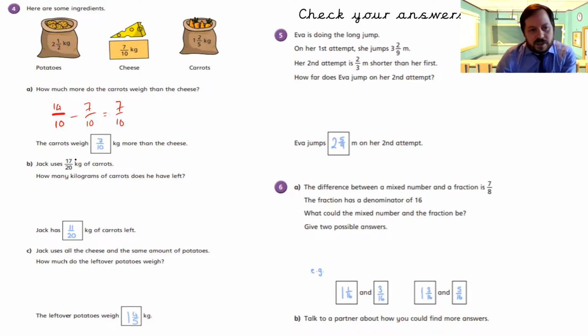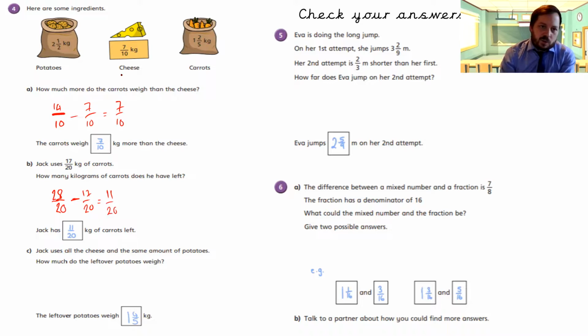Then it says Jack uses 17/20 of carrots. How many kilograms of carrots will he have left? Well, we take our carrot weight and we take away 17/20. First step, as normal, is we times this by 4 to get to 20. So you have to times the top by 4 as well. We don't have enough, so we break the whole. One whole is the same as 20/20, so we add 20 onto here. We got 28/20 minus our 17 is 11/20.